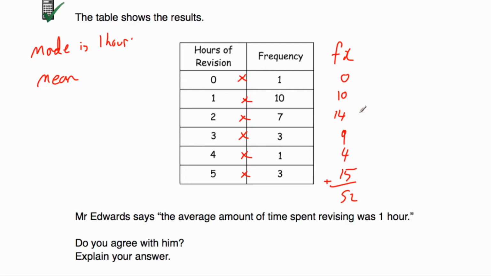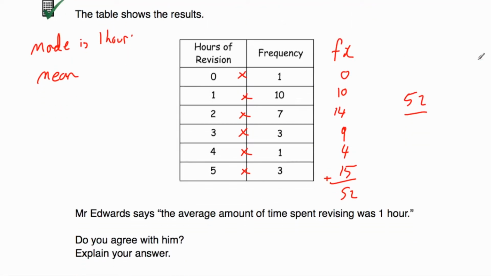So we now know the total number of hours spent revising, so the total fx is 52. We now just need to divide that by the total frequency, so how many students there were. In the question, we're not told how many people are in the class, so let's add up the frequencies. That's 1 plus 10 plus 7 plus 3 plus 1 plus 3. So altogether there's 25 students. If we added up the total number of hours they spent revising, that's 52, and then there's 25 students. So if we divide 52 by 25, that will give us our mean. 52 divided by 25 is equal to 2.08. So the mean is equal to 2.08 hours.